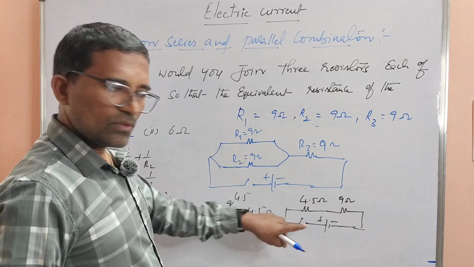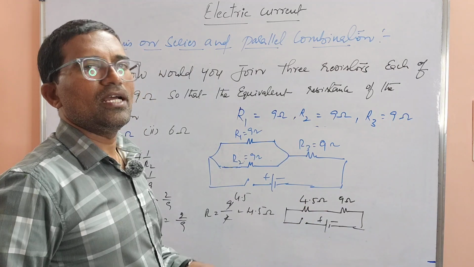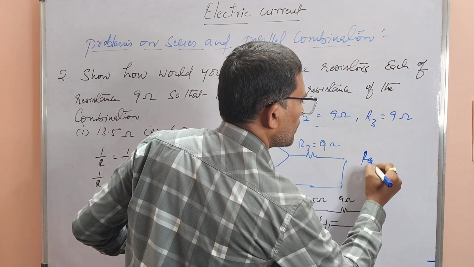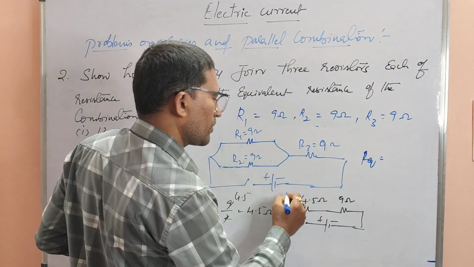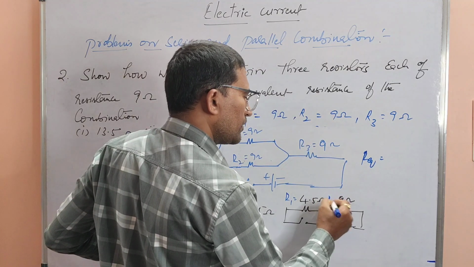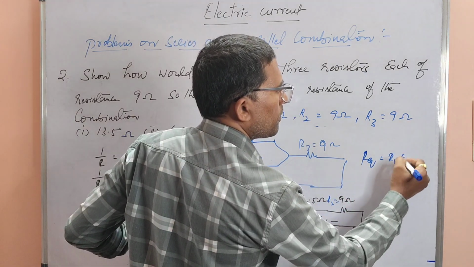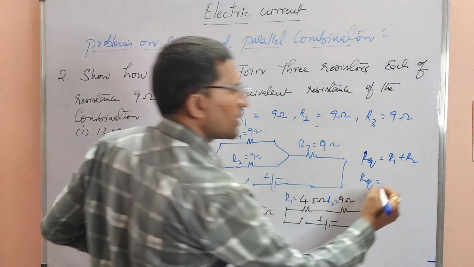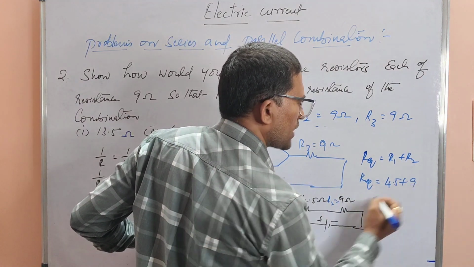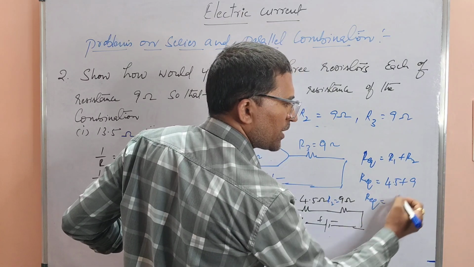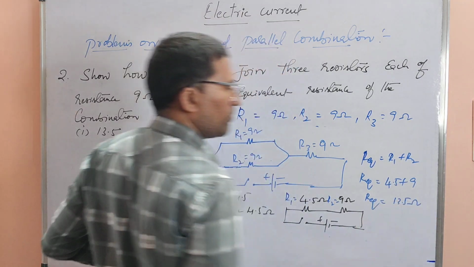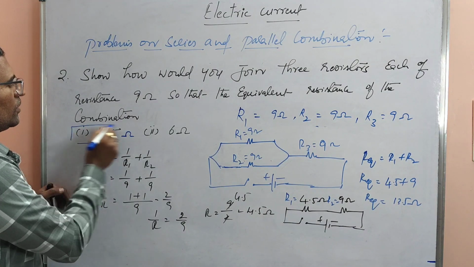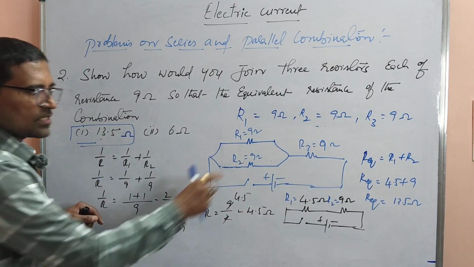Now what to do? These two are in which combination now? These two are in series combination. Then you have to calculate R equivalent. Consider this one as R1 is equal to 4.5 and this is R2 is equal to 9 ohm. R equivalent is equal to R1 plus R2, nothing but 4.5 plus 9, 13.5 ohm. I hope you got this value. The first equivalent resistance value, how much you got? 13.5 was given. So this is the right combination.